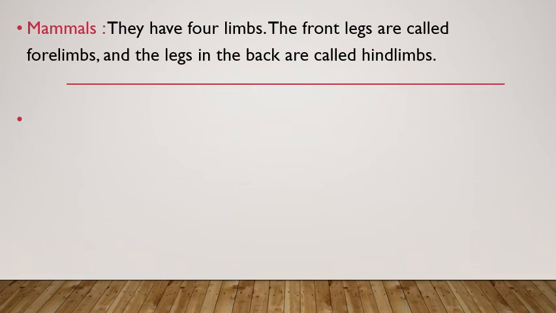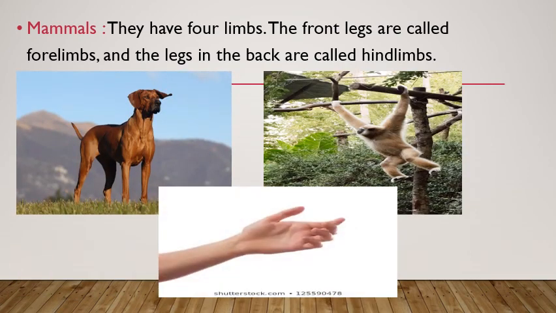Next, locomotion in mammals. They have four limbs. That means four arm-like structures. The front legs are called the forelimbs and the legs in the back are called hind limbs. As you can see, the first picture of the dog has four legs, which they use for walking, running, jumping everywhere.